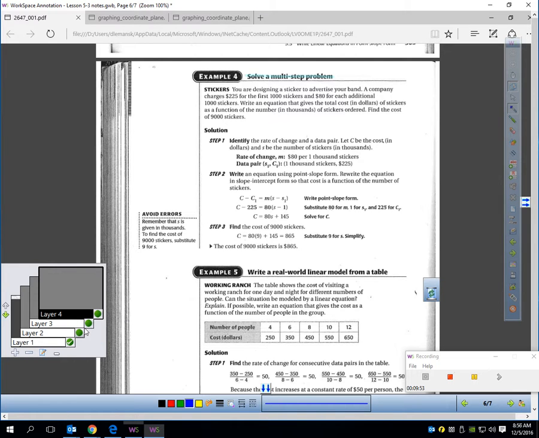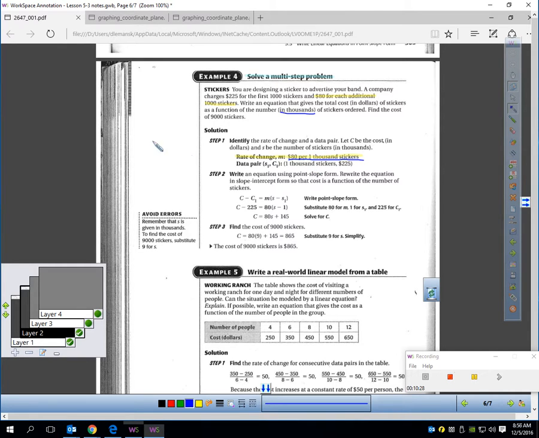The first thing we have to do is identify the slope and we need a point. The slope, remember, is the rate of change. They tell me the rate of change, I highlighted it in yellow. It's $80 for every additional 1,000 stickers. Now, you might notice in the wording of the problem, they want me to write an equation where the cost is a function of the number of stickers in thousands. So they wrote it's $80 per 1,000 stickers. So the rate of change for this problem is 80.